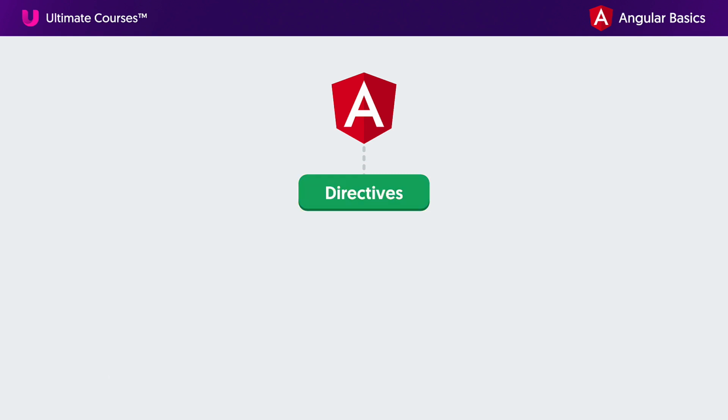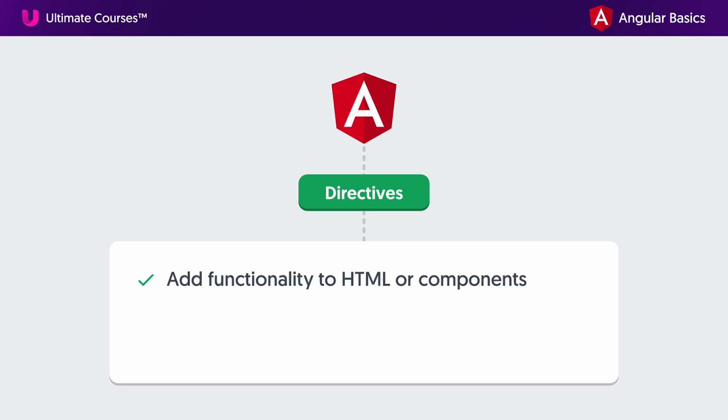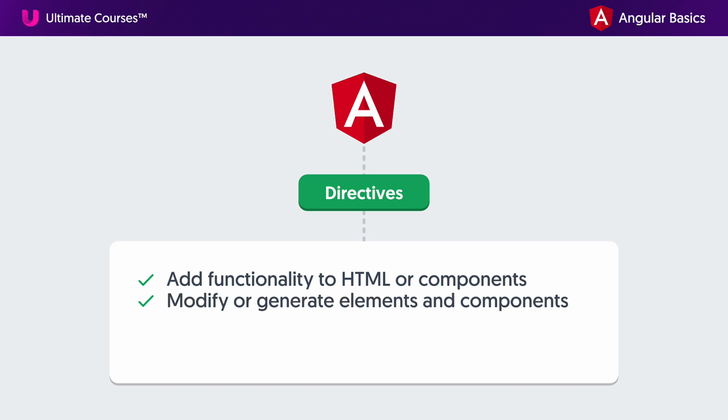Turning now to directives. Directives do one of two things. They can add functionality to an existing HTML element or an Angular component, or they're in charge of rendering behavior, such as displaying a component conditionally or rendering it multiple times, such as rendering a list. Essentially, they take concepts or parts of JavaScript logic and allow us to then use them in our templates to provide specific functionality, which then gives us the capability to modify or generate new components or elements on the fly.